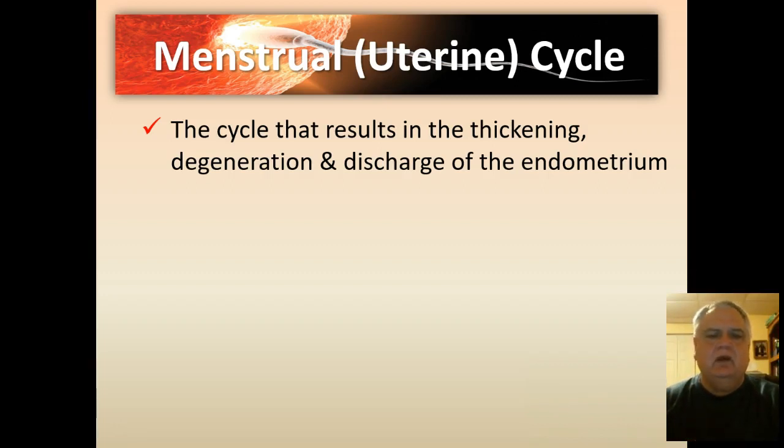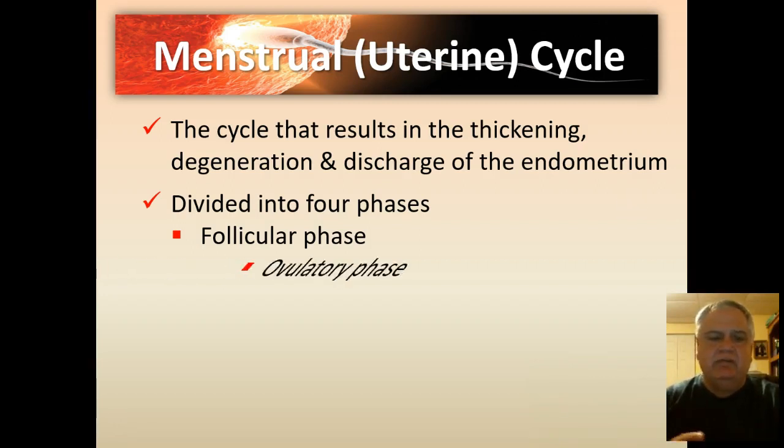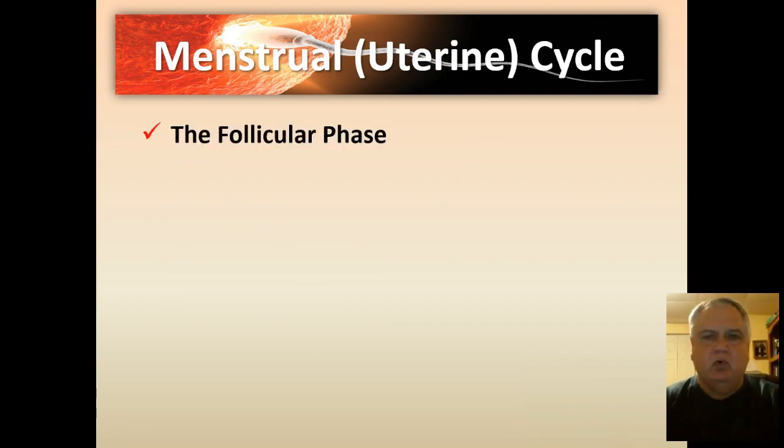So the menstrual cycle is the cycle that results in the thickening and degeneration and discharge, ultimately, of the endometrium. The menstrual cycle is divided into 4 phases whenever we include the uterine cycle embedded within it, or 3 phases if we're not talking about the uterine cycle. The 4 phases are the follicular phase, the ovulatory phase, the luteal phase, and the menstrual phase. Our goal is to take a look at the events that occur within each of these 4 phases, with the uterine cycle embedded.